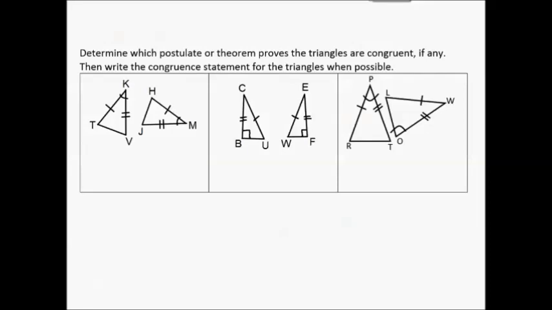Now let's look at some examples and use our shortcuts. Determine which postulate or theorem proves the triangles are congruent, if any. Then write the congruence statement for the triangles when possible. So notice in these two triangles, I see an angle congruent to an angle. I'm going to write A by the angle marks. I see a side congruent to a side because of these hash marks. I'm going to write an S next to these congruent sides. I see a double hash mark here and here, so that means this side is congruent to this side.